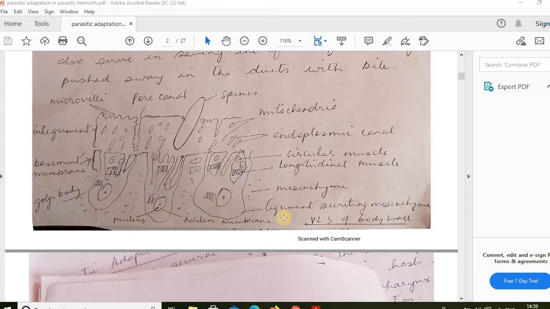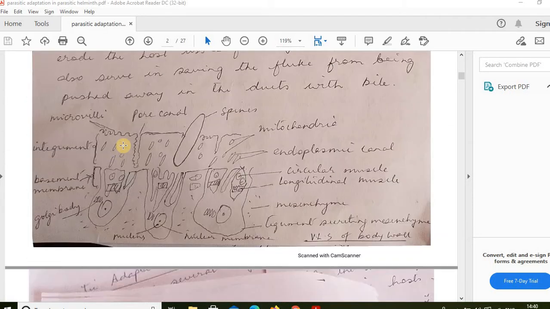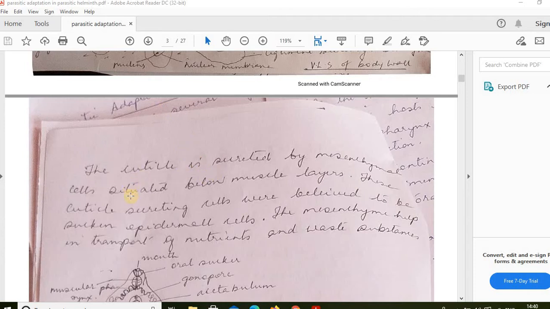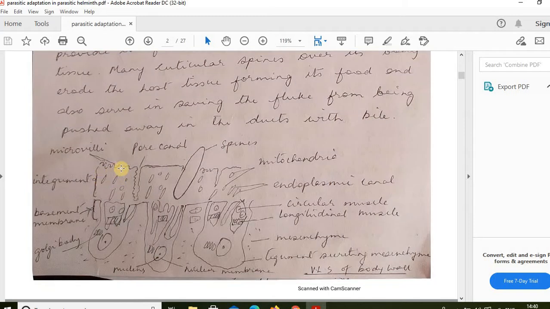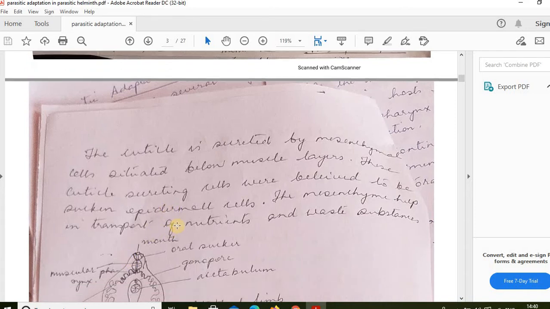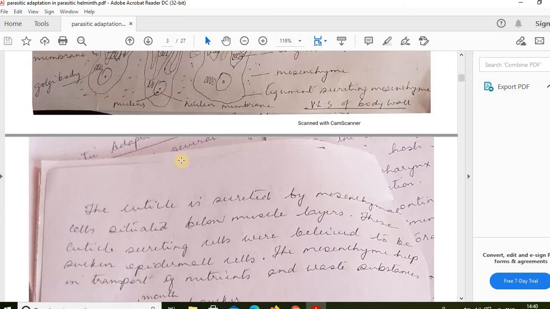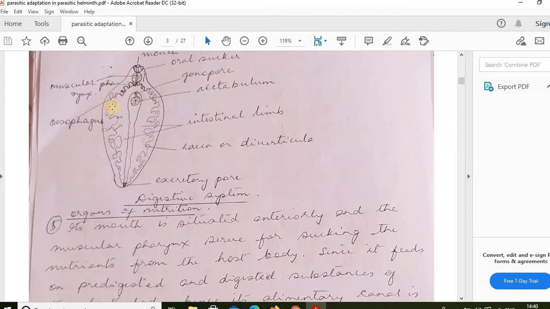Then below the basement membrane is the mesenchyme, which is filled with fluid, in which the organs are fixed. Here the cuticle is secreted by mesenchymal cells situated below the muscle layer. So this cuticle, the outermost layer of the skin, which is thick, is secreted by this mesenchyme. These cuticle-secreting cells were believed to be sunken epidermal cells, and the mesenchyme helps in transport of nutrients and waste substances to the whole body. The mesenchyme is filled with fluid.